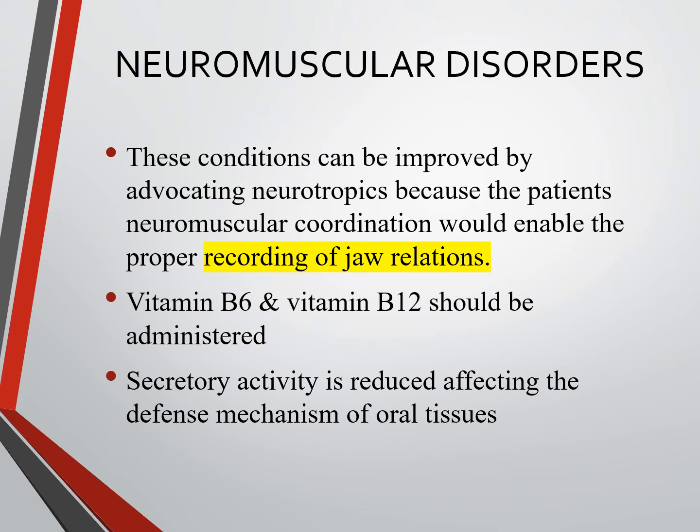When they are having such kind of neuromuscular disorders, you will have difficulty in guiding the patient again to record his jaw relation. To guide the patient into centric, you need to have their neuromuscular coordination. So it cannot be achieved at one go. Jaw relations might have to be repeated, and it can be improved with the help of neurotropics. Also vitamin B6 and B12 administration can help in improvement of the condition. What usually happens in neuromuscular disorder conditions is that secretory activity is reduced, so the defense mechanisms of the oral tissue are also affected.